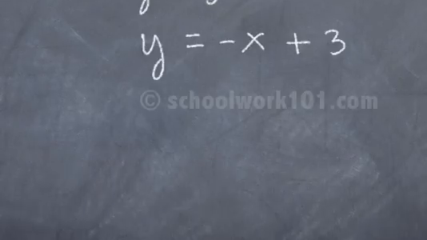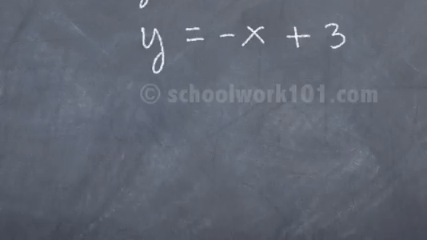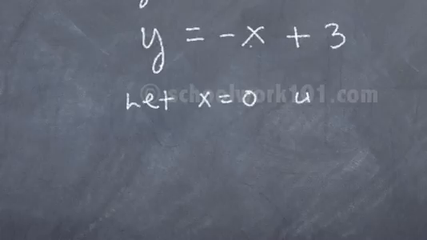Now let's read this. This reads as y is a function of x. Now let's say that I want to evaluate this function. So we would say we're going to let x equal 0, therefore y is going to equal, so I plug 0 in for x here and y will equal 3.